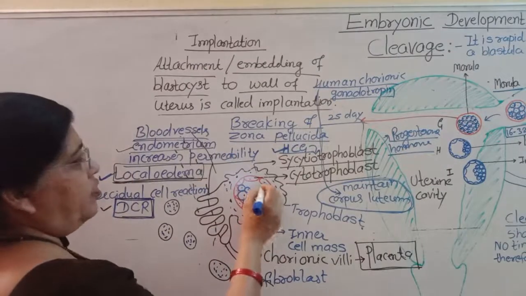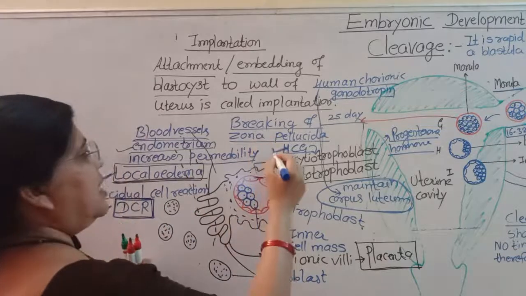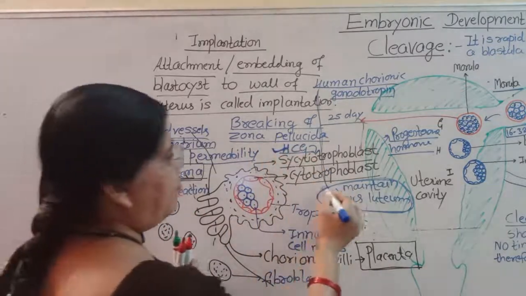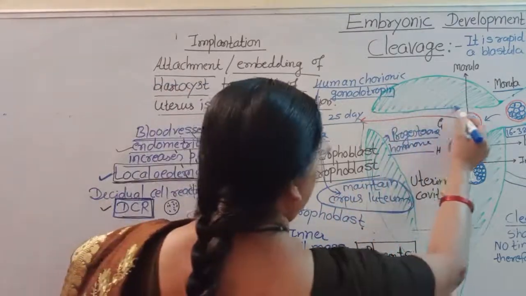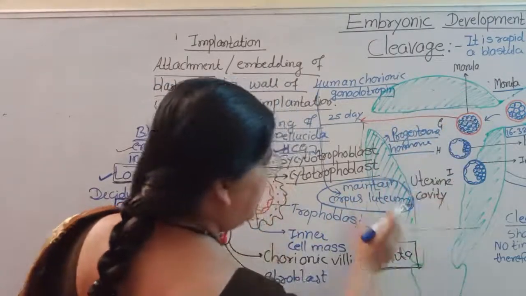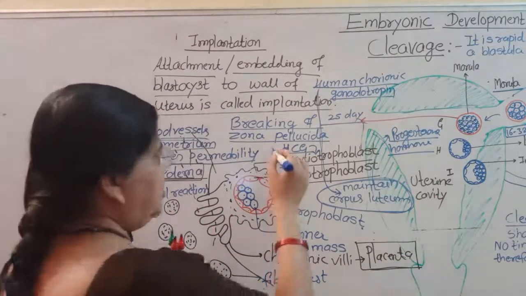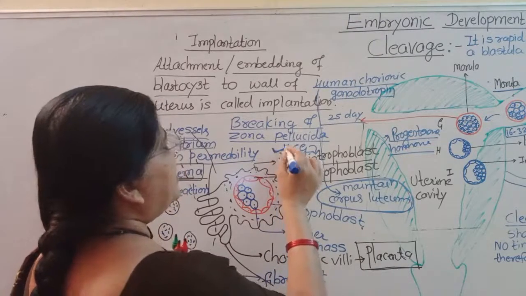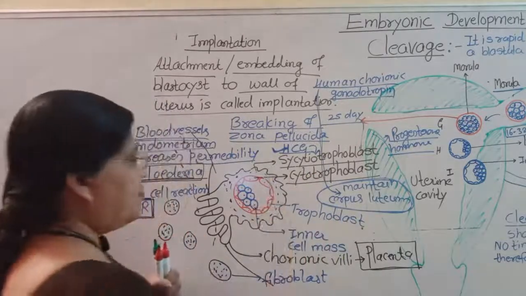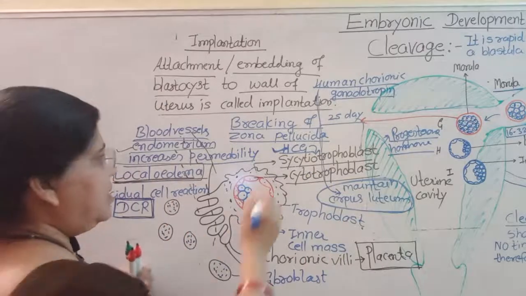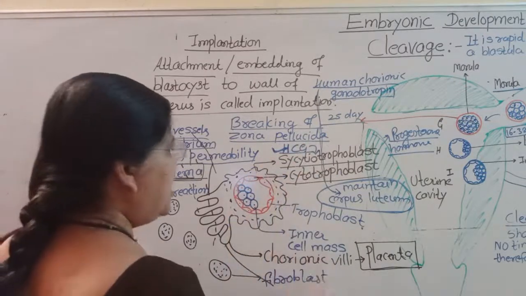Then the cytotrophoblast. See, this is cytotrophoblast. Syncytiotrophoblast produces HCG. HCG maintains corpus luteum, and corpus luteum secretes progesterone, which maintains endometrium wall of uterus, and progesterone hormone maintains pregnancy. And HCG present in the female urine is the sign of pregnancy. This HCG hormone is secreted by syncytiotrophoblast, and it is a glycoproteinaceous hormone.